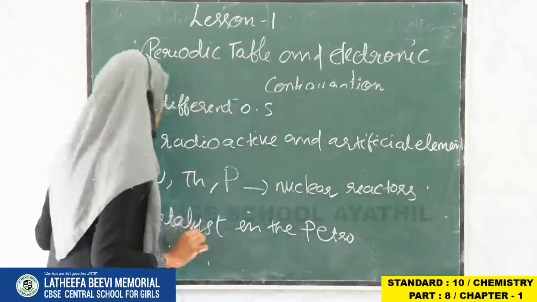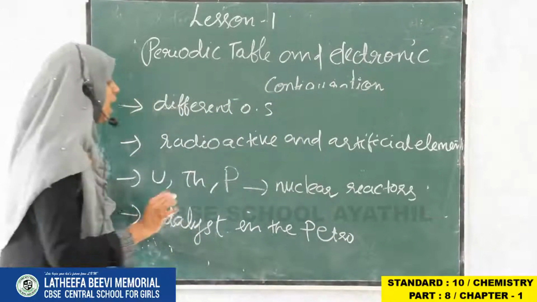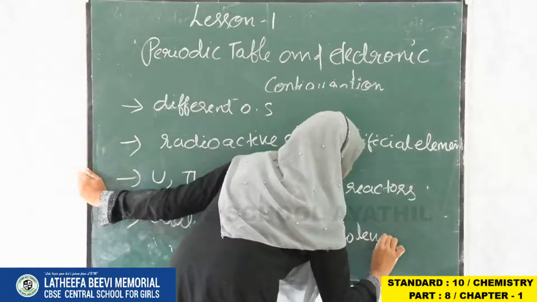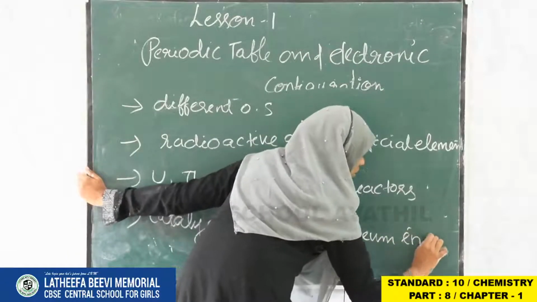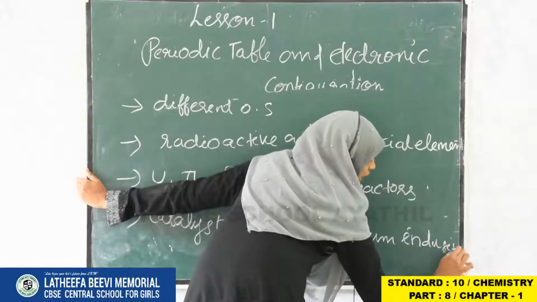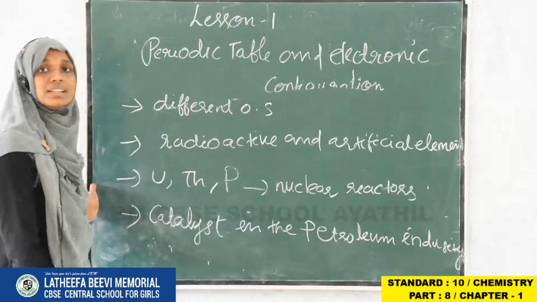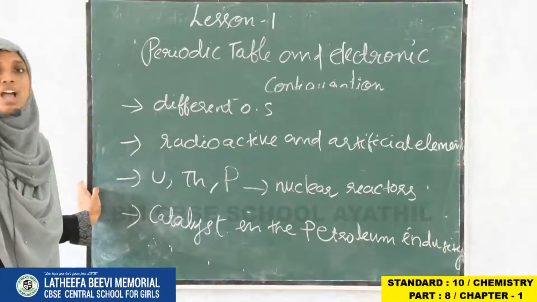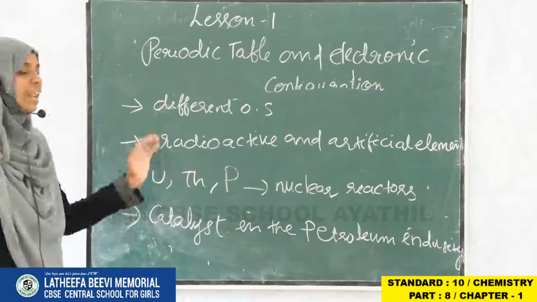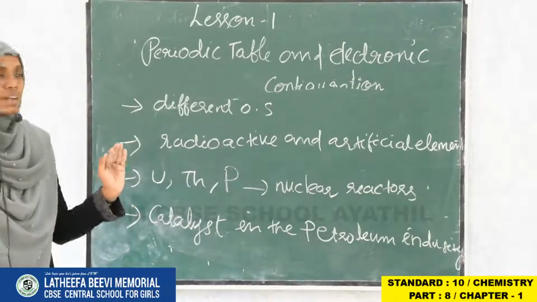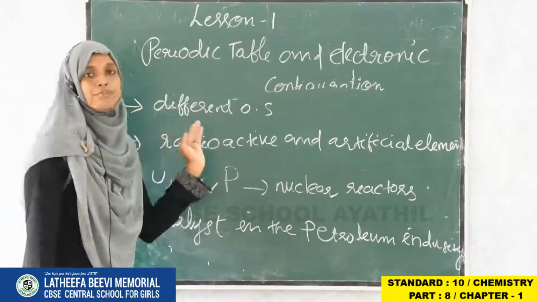So F block elements are used as catalysts in the petroleum industry. Catalysts speed up the chemical reaction. What is the function of a catalyst? It speeds up the chemical reaction. So these are the four main important points about the F block elements.